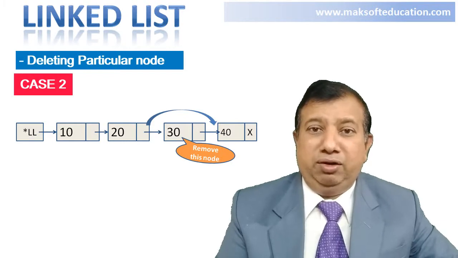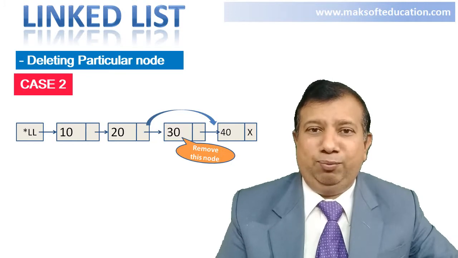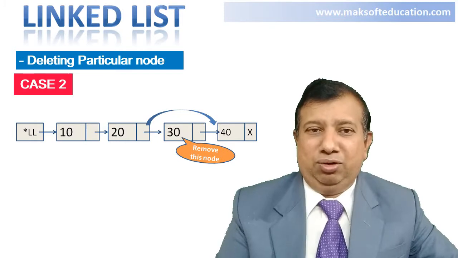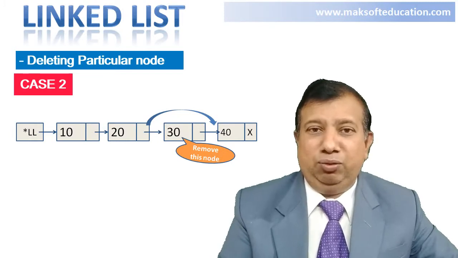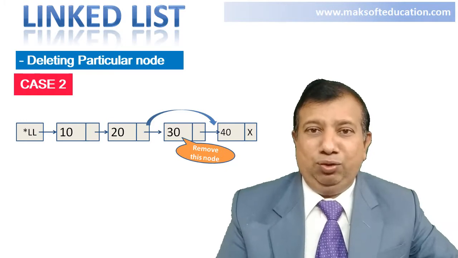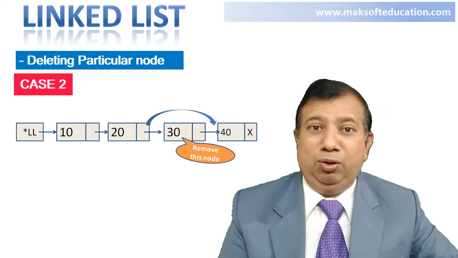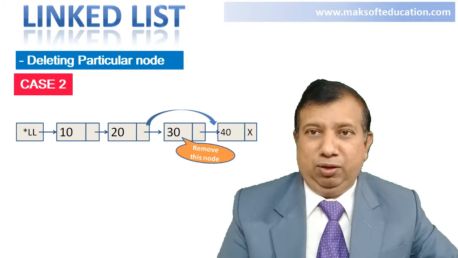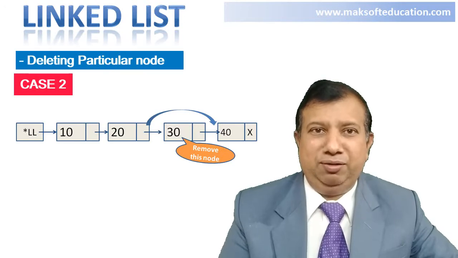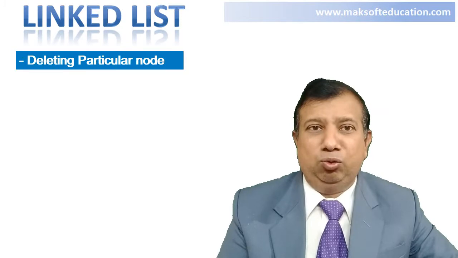Then its link has to be copied to the previous node, and therefore the node will be free from the linked list. So try to understand. First, search for the node that has to be deleted. Once we find it, its link part will be given to the previous node. So that particular node will be detached from the linked list and then we can delete it. So let us try to write the algorithm for these two cases.